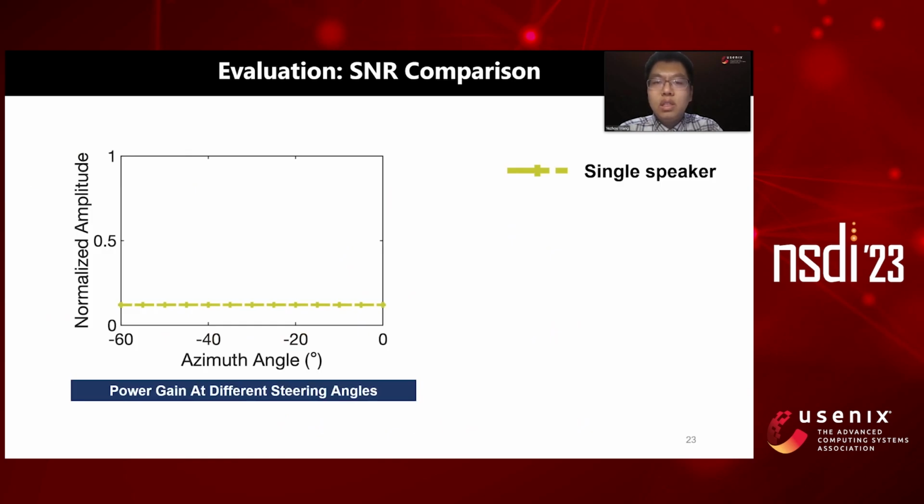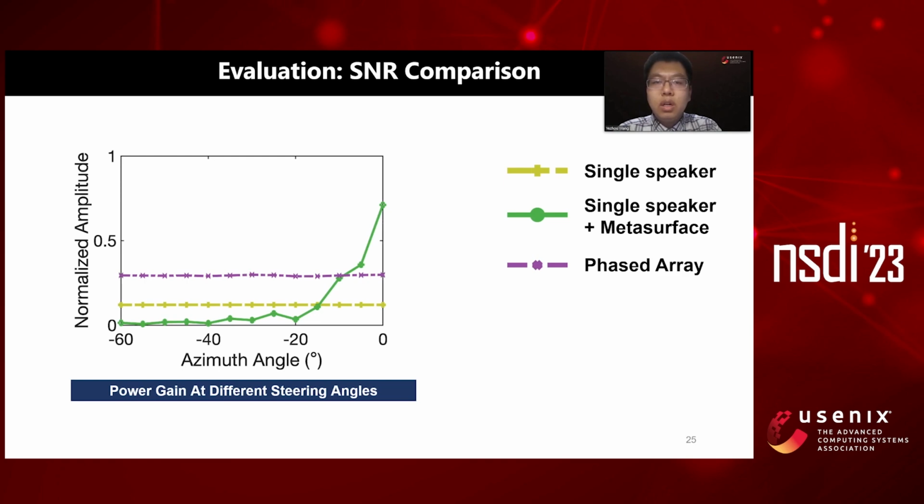We first evaluated the SNR performance of our system. We use normalized amplitude to represent the signal strength at the receiver side. This figure shows the power gain at different steering angles. As we can see in the figure, the single speaker is omnidirectional, but the power is low in all directions. When the metasurface is added, the amplitude has a significant improvement at the beam direction. However, using only a passive metasurface is not able to provide steering ability.